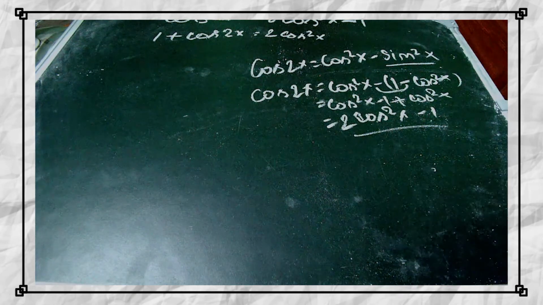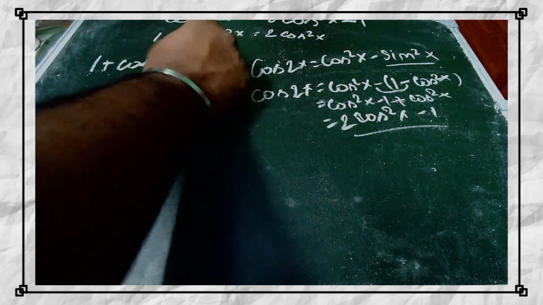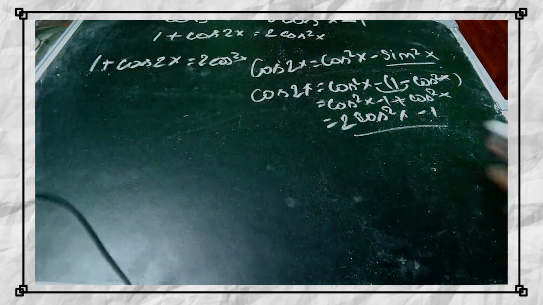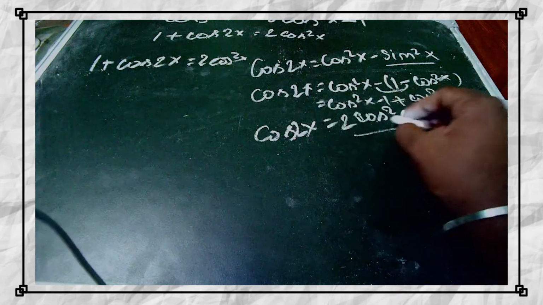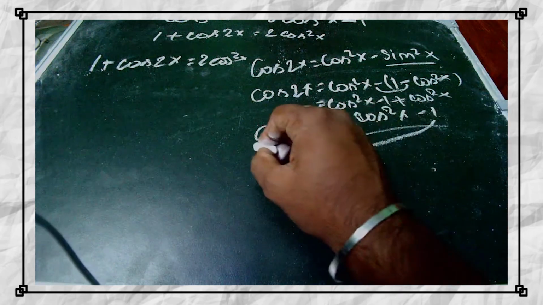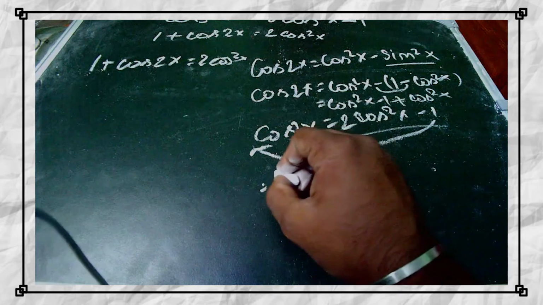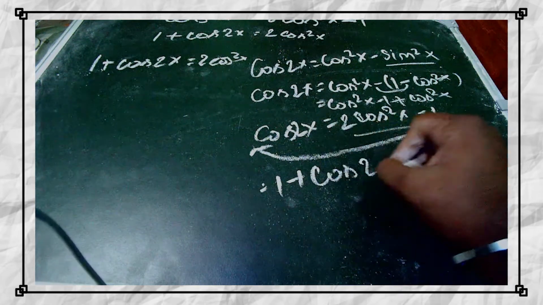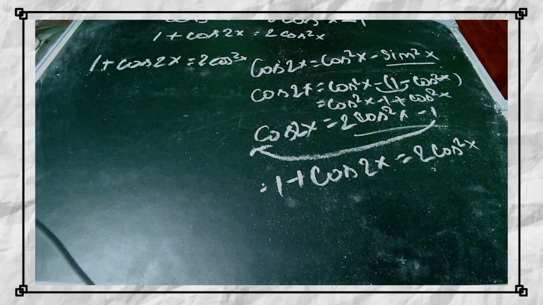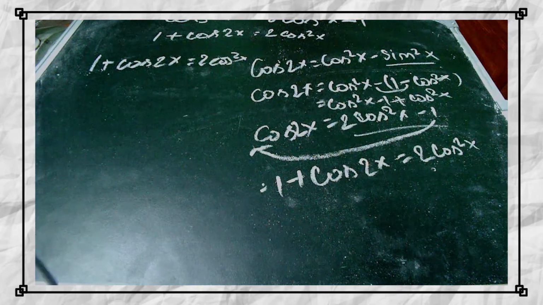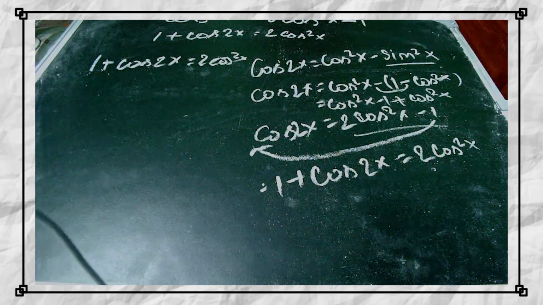Next is our 1 plus cos 2x is equal to 2 cos square x. This is simple, as we have derived here that cos of 2x is equal to 2 cos square x minus 1. So what we will do is simply take the minus 1 to this side, and it will become 1 plus cos of 2x is equal to 2 cos square x. So this was the derivation of the two formulas: cos of 2x equals 2 cos square x minus 1, and 1 plus cos 2x equals 2 cos square x.